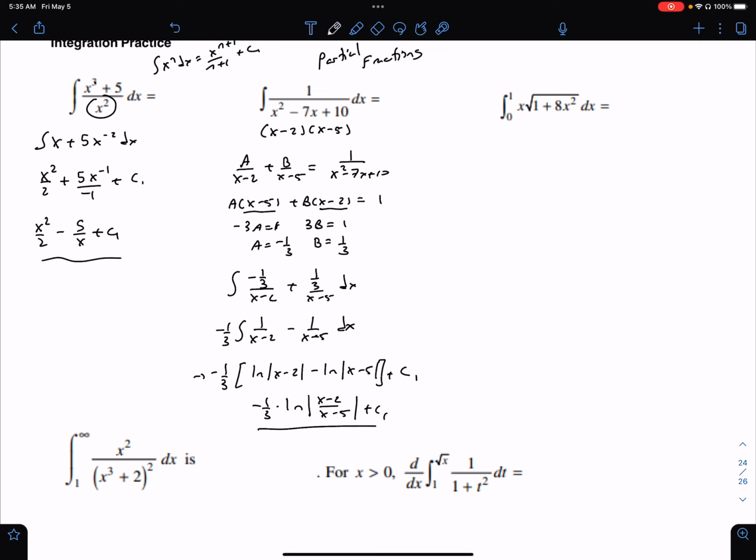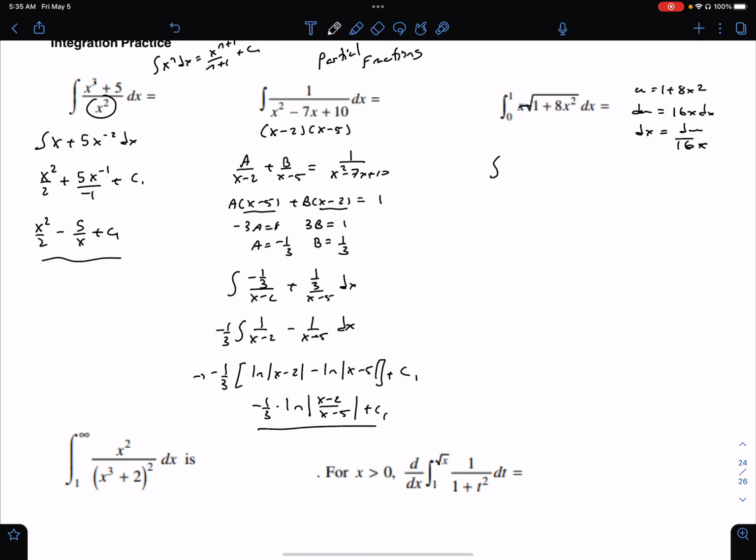All right, example number 3 here. If we take a look, this is our u substitution. Because if I take the derivative of 8x squared, I get 16x. That's going to cancel with this outside x here. So I'm going to let u equal 1 plus 8x squared. My du is 16x dx, so dx is du over 16x. Those x's, like I said, would cancel.